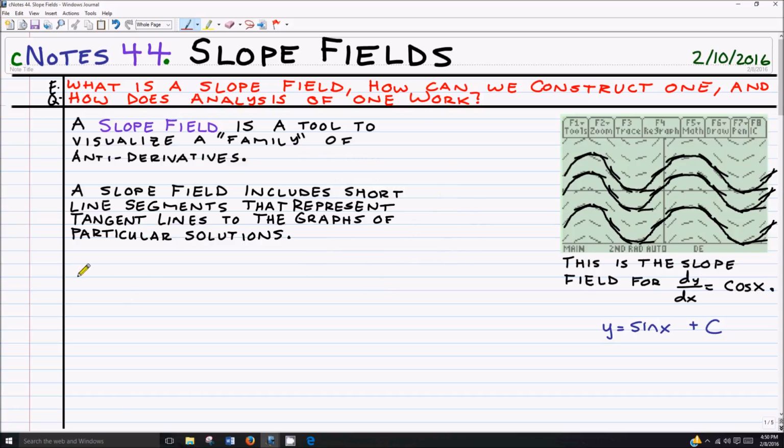But basically, here's what our plan is going to be. Our plan is to start with just constructing a slope field. We just want you to be able to make one. Can you make me a slope field? So what we're going to do is construct a slope field.